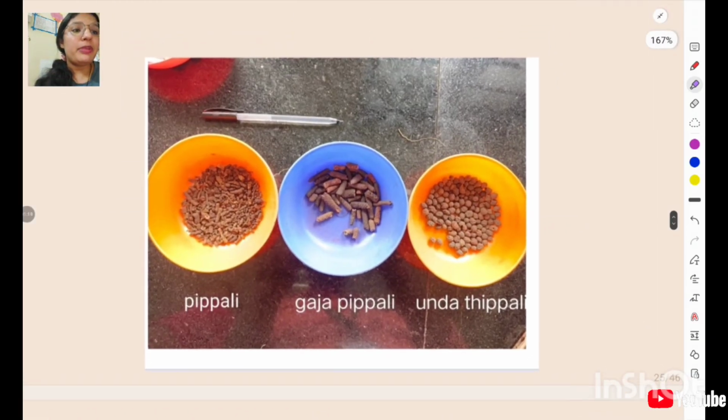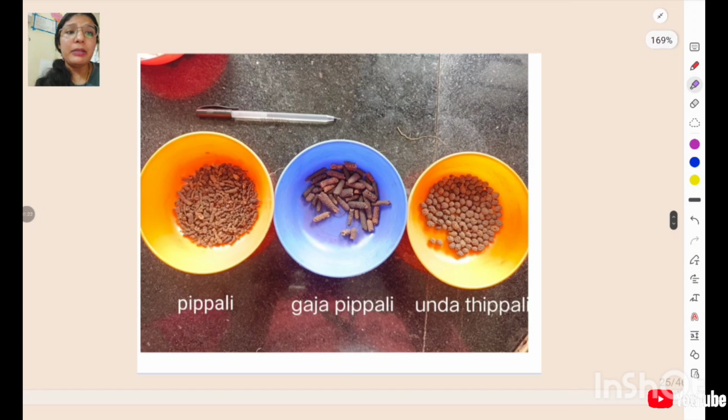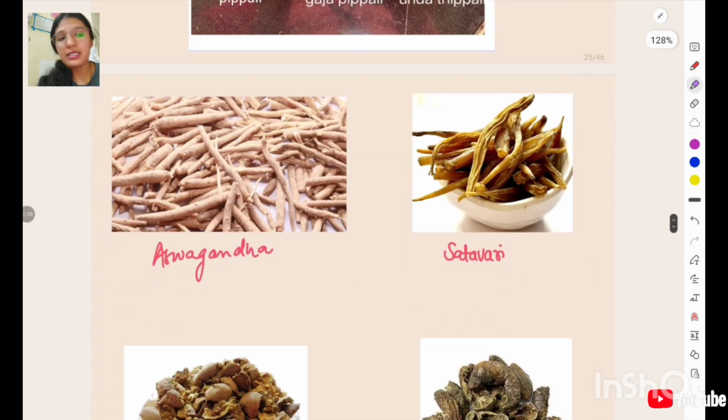This is for Pippali. First is your simple Pippali, Piper longum. Then this is Gaja Pippali, somewhat wide and somewhat long. Next is Unda Pippali, that is Piper peepuloides. A question can come: separate the Pippali from Gaja Pippali or Unda Pippali. So you should know these three.